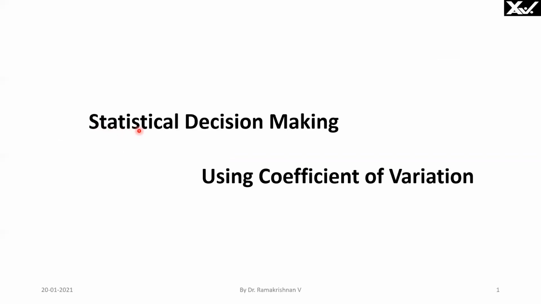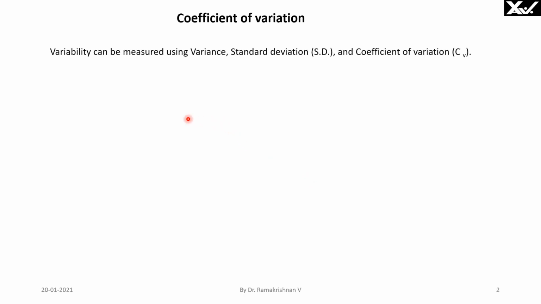Hi, we will see statistical decision making using coefficient of variation. What is coefficient of variation? It is a measure of variability of a data. Variability can be measured using variance, standard deviation, and coefficient of variation. Any one of these can be used.